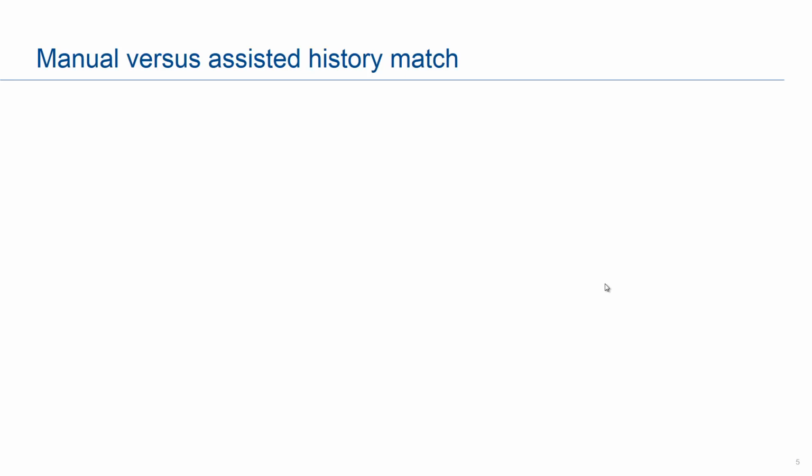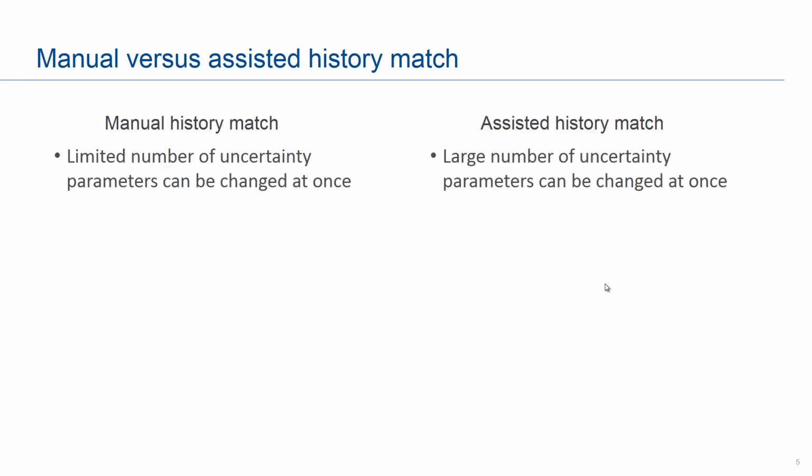There are two approaches used to perform history match. If you do it yourself, it's called manual history match, and if you use some computer-based program to get assistance, then it's called the assisted history match approach. So now I'm going to compare manual versus assisted history match.